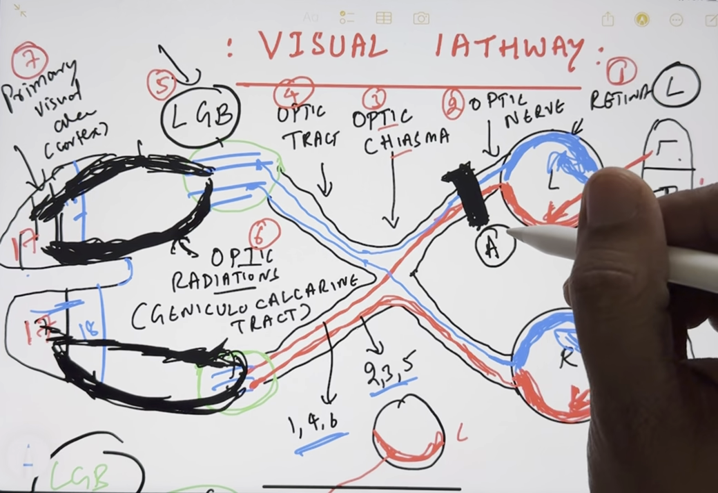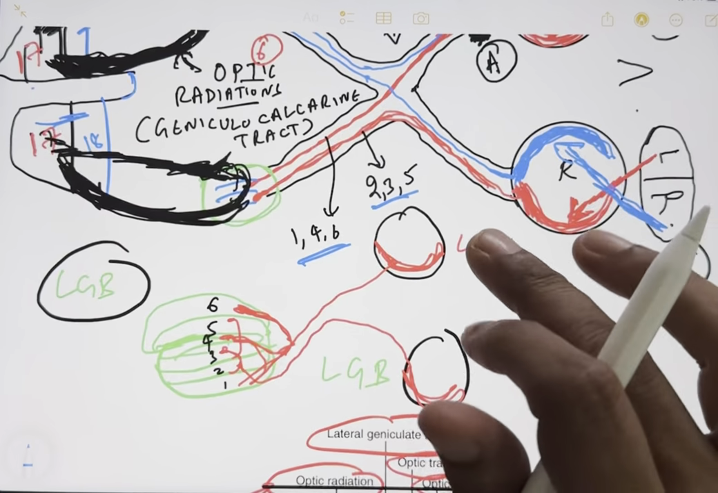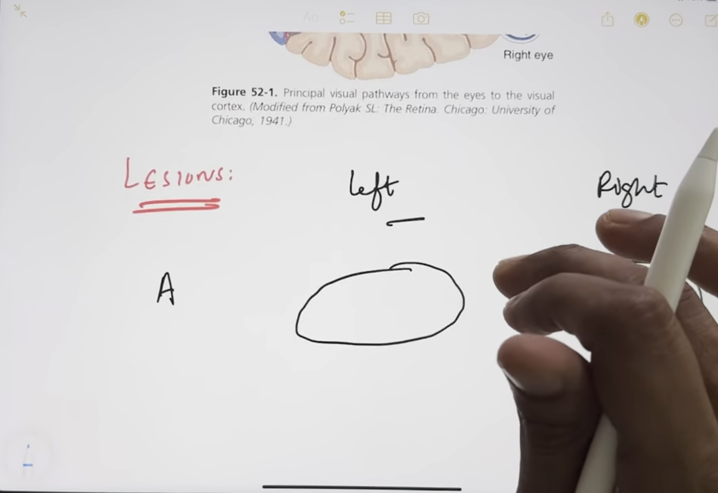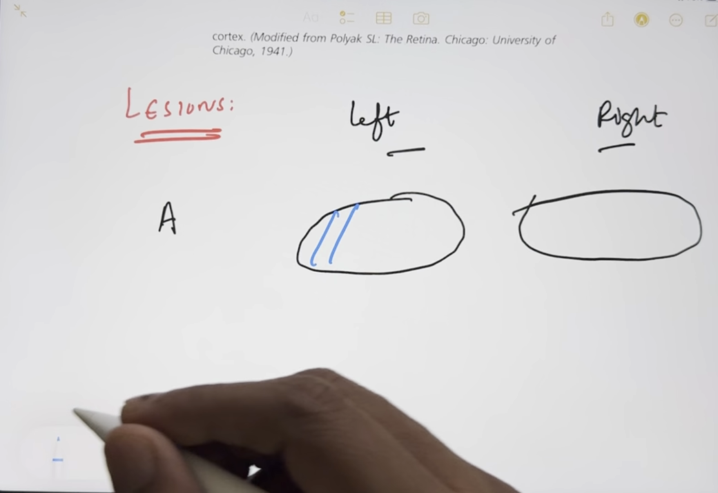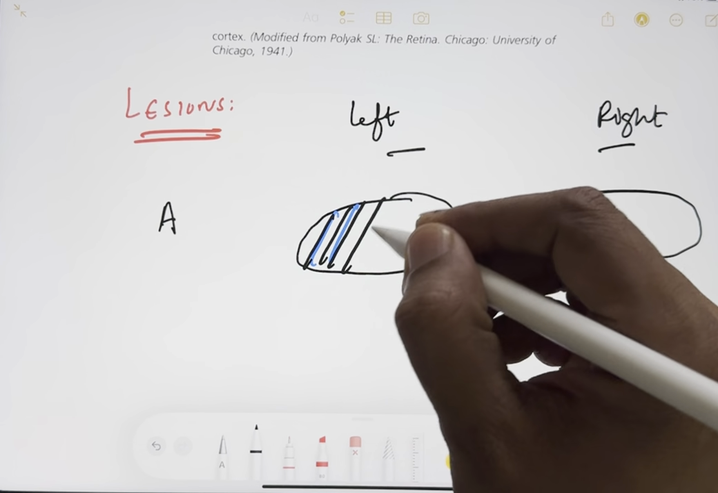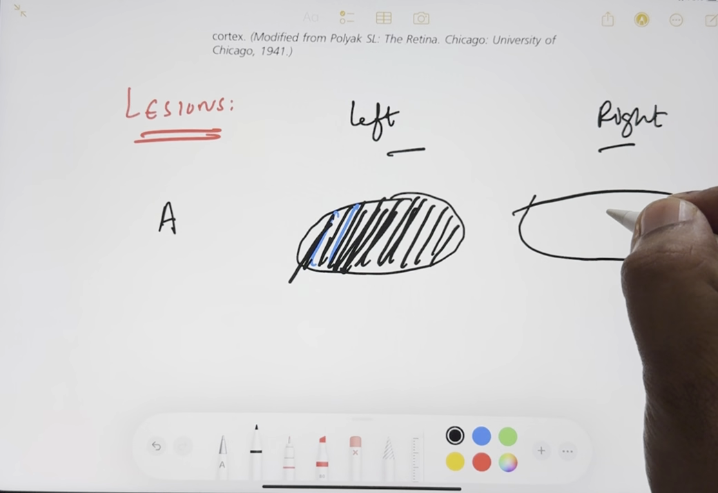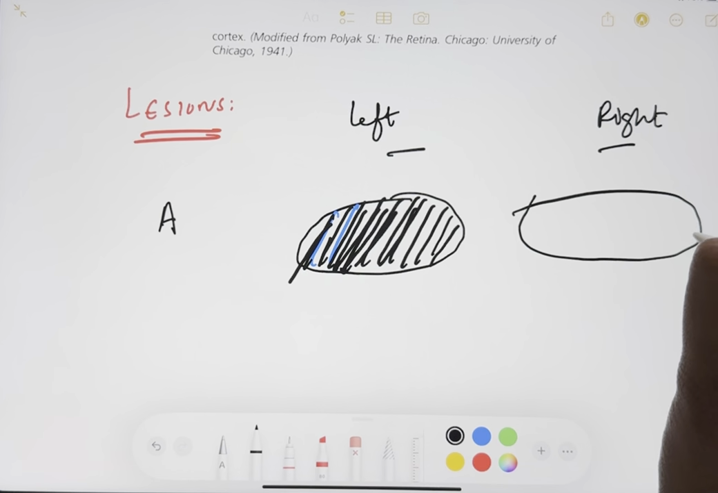Now, what happens if there is damage here? What will happen to the visual field? Here the left side will be totally blind. That is, the person can't see anything with the left eye if there is damage to the left optic nerve, and the right side will be normal, that is, the visual field will be normal.